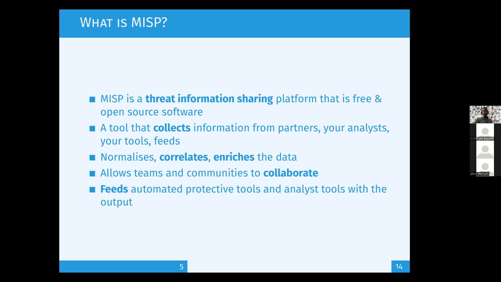Obviously, when you have information that is normalized, structured, and correlating, one of the usual goals is to use that data to feed different systems. It could be, for example, automated protective tools, like endpoint protection devices, firewalls, access lists, network protection devices. It could be analysts that use the data. Or you can even generate, for example, periodic reports for the different information that you encode. So you'll see that MISP has different ways of extracting the data.